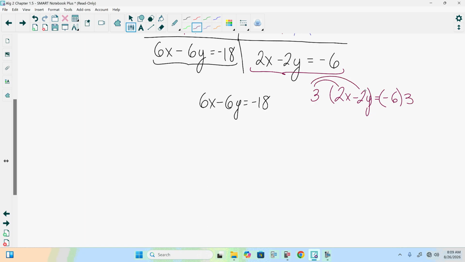So the first thing we can do is distribute the 3. 3 times 2x is 6x. 3 times negative 2y is negative 6y. Negative 6 times 3 is negative 18. Would we add or subtract?